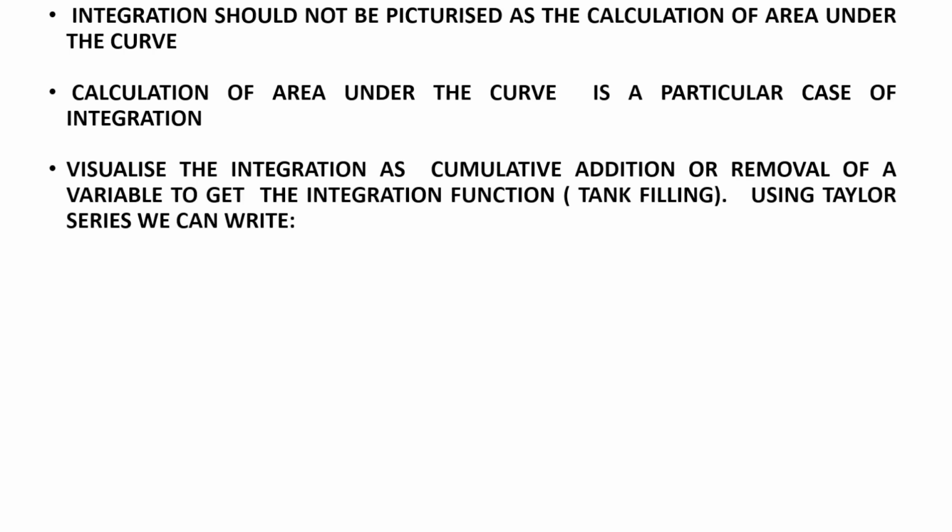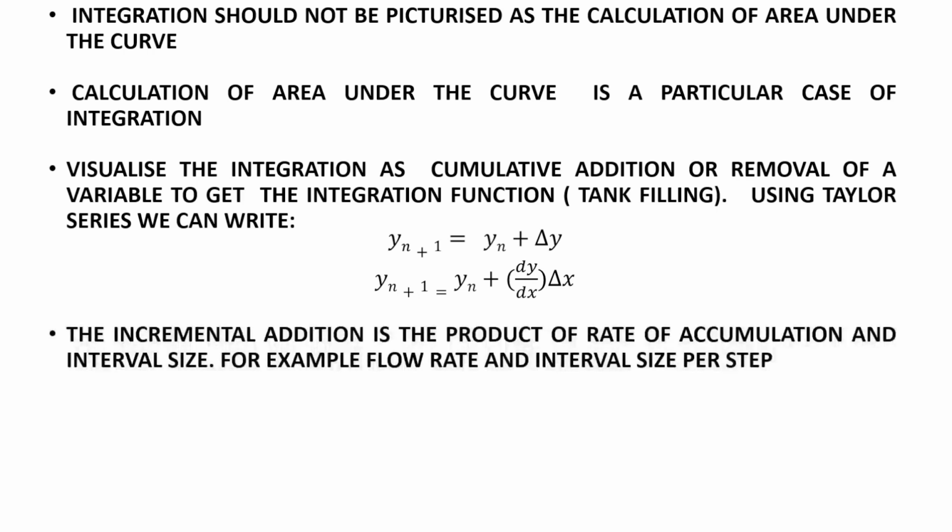For example, tank filling. Using Taylor series, you can write y of n plus 1 is equal to y of n plus delta y. So y of n plus 1 is the next value. For calculating that, we require y of n plus the incremental value. The incremental value is given by the product of dy by dx and delta x, where dy by dx is the rate of accumulation. Thus, the incremental addition is the product of rate of accumulation and interval size. For example, in a flow problem, it is the product of flow rate and the interval size per step.